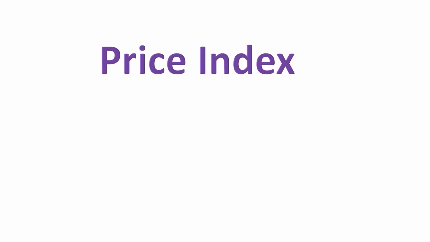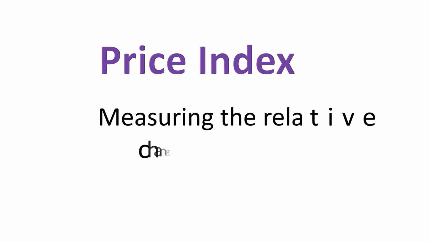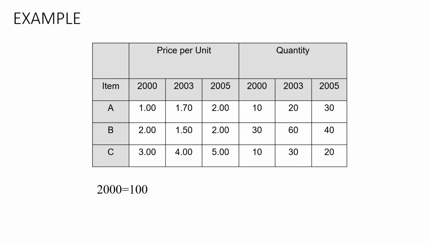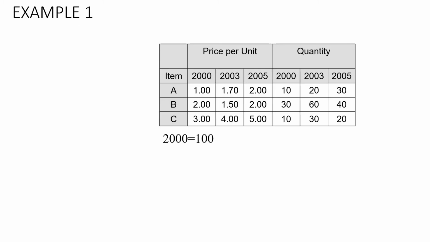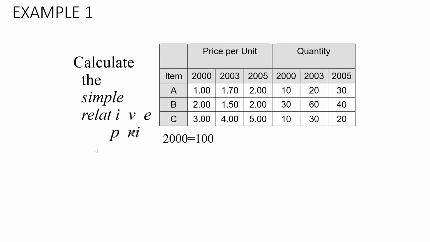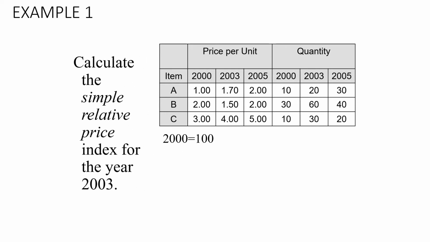We will now discuss on price index. Price index is measuring the relative change in price. Example. We are going to calculate various types of price index from the given information. Notice that the base period is the year 2000. Example 1. Calculate the simple relative price index for the year 2003. Here, the calculation of index is on every item.